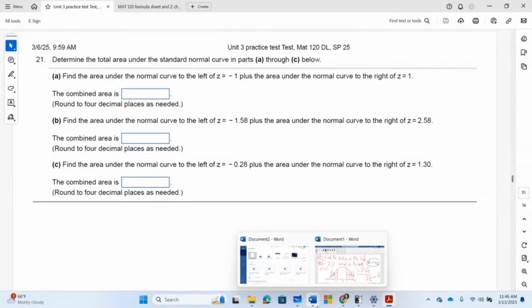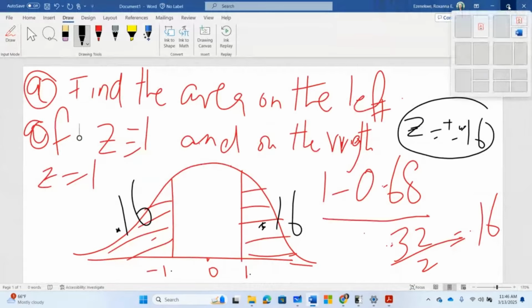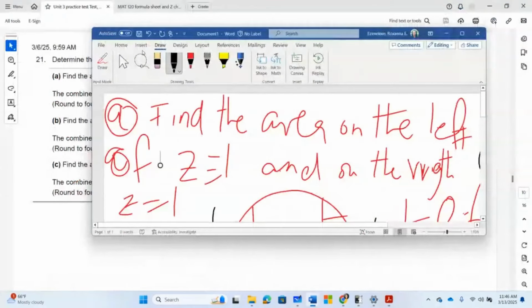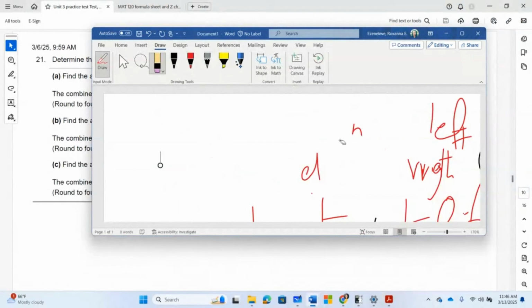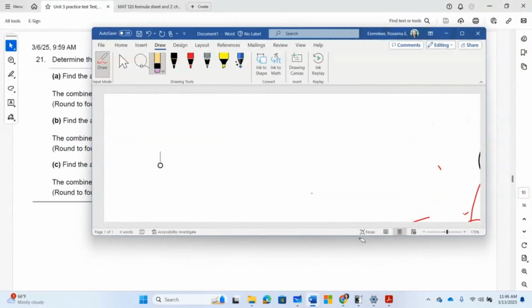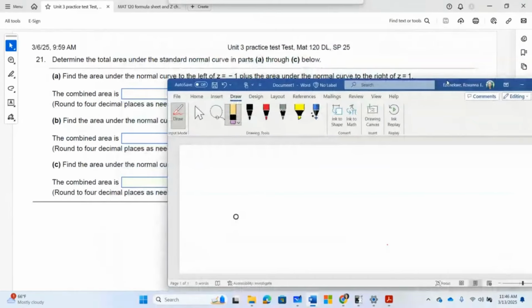So let me actually pull up my whiteboard, make it smaller. All right, and then I can do some cleaning. I'm going to add these two areas, and I can use calculator, but let's read the chart. You'll be free to use any one you want to use. If you are more comfortable using the chart, that's fine.